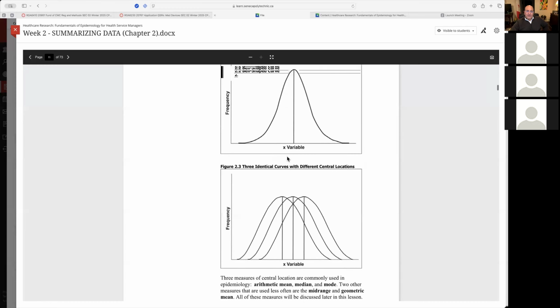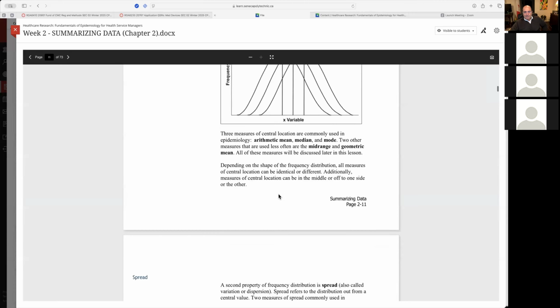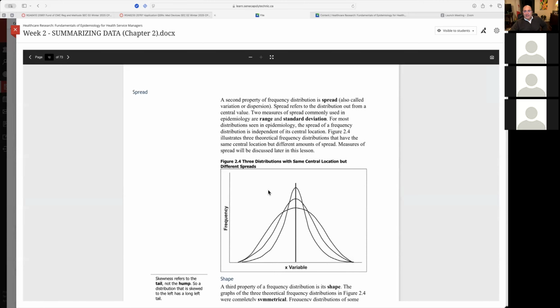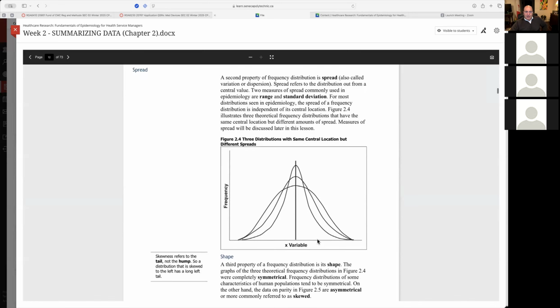However, if we have a curve that is not symmetrical, in this case we are going to have different central locations. Now here, we can look into the spread. We can also measure the spread. But this is the third property of a frequency distribution, which is its shape.